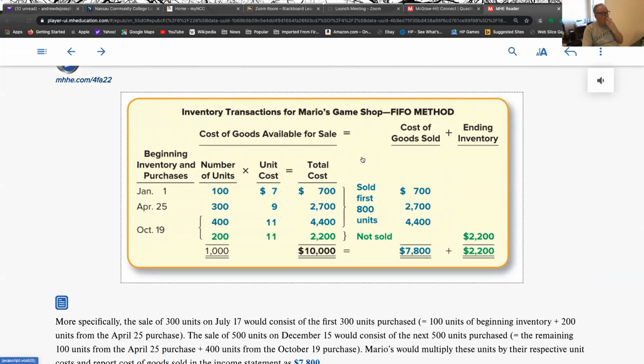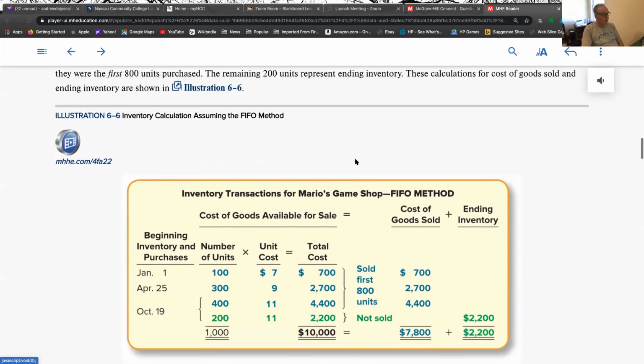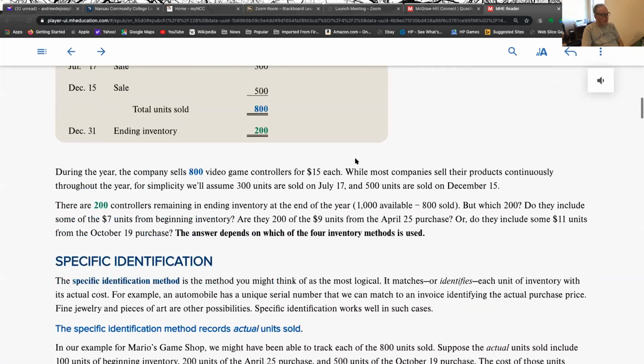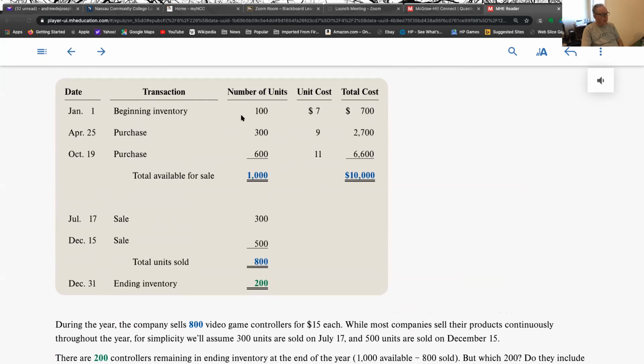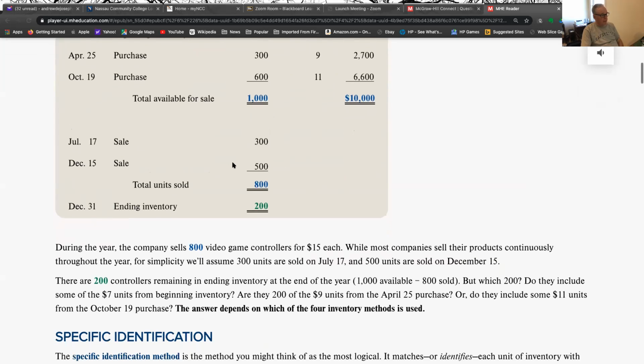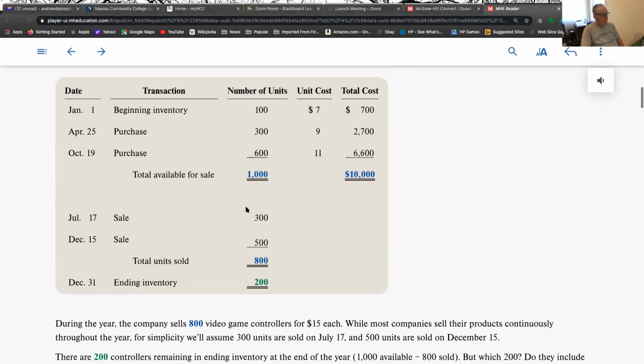Now, what are they showing here? If you go back to the original illustration, you started with 100, you added 300, you added 600, right? You sold 300, you sold 500, you sold a total of 800, you have 200 left. Under first in, first out, you're making an assumption that you sold the oldest ones first, these. So what do you have left in inventory? These. Now, how many units do you have left? 200.